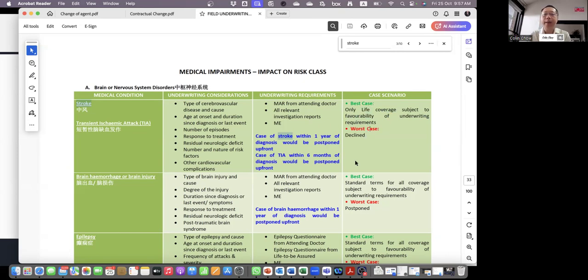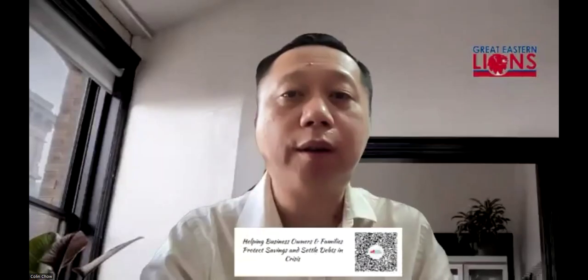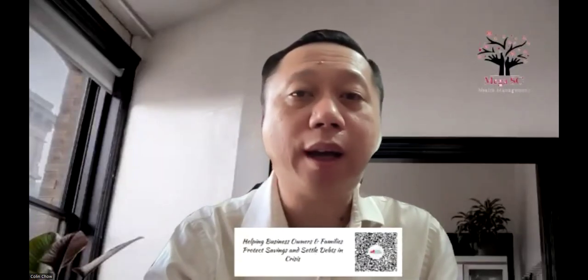So maybe medical card cannot. Best case is only life coverage. Within 1 year, I think they only give life without TPD benefit also. Okay, I'm not sure. This is what the guide says. But maybe if your customer wants to try, can try and do let us know.